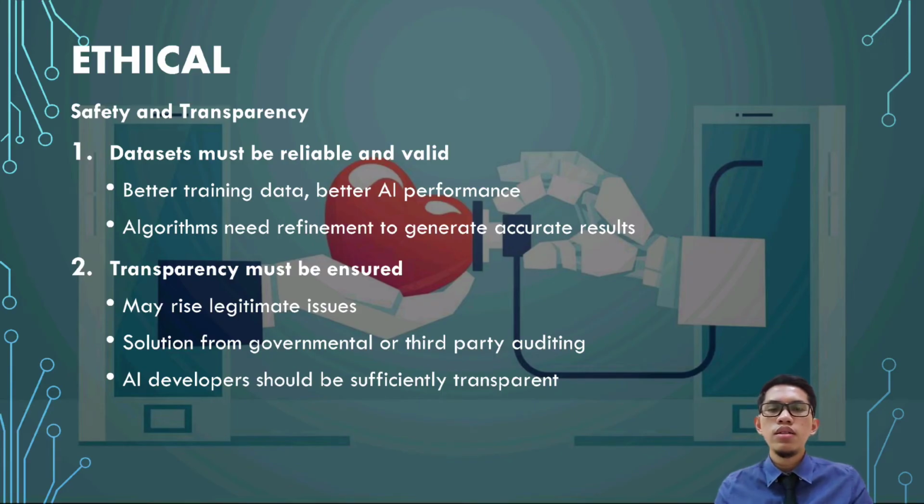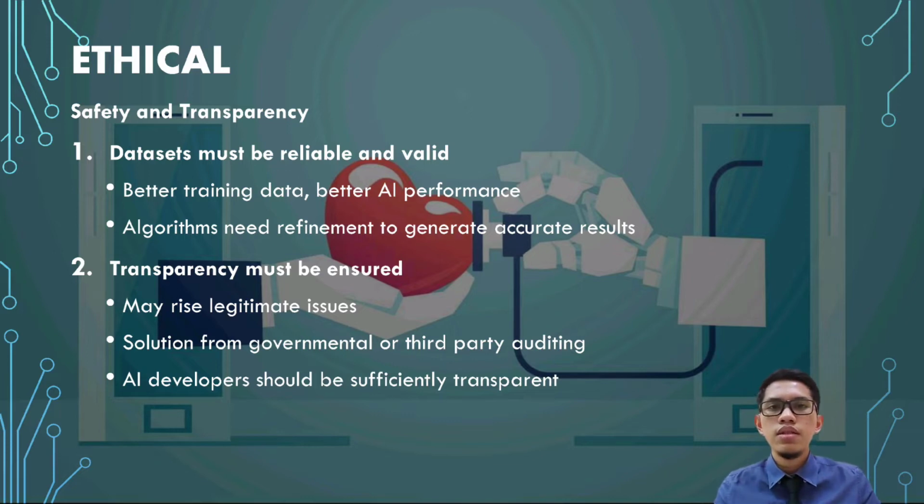Okay, first under the ethical challenges is safety and transparency. Safety is one of the biggest challenges for AI in healthcare. The first challenge of safety is that the datasets used need to be reliable and valid. The better the training data is, the better the AI will perform. The algorithms often need further refinement to generate accurate results.